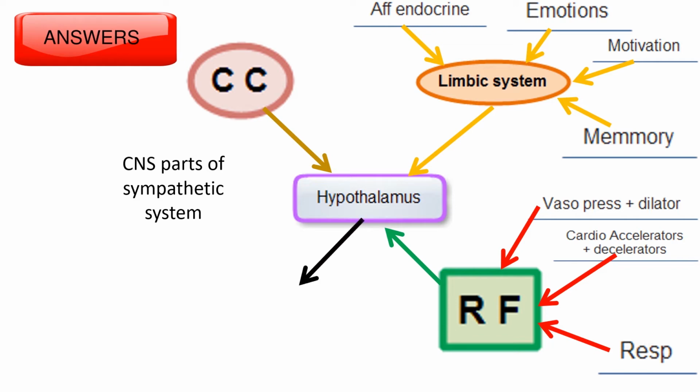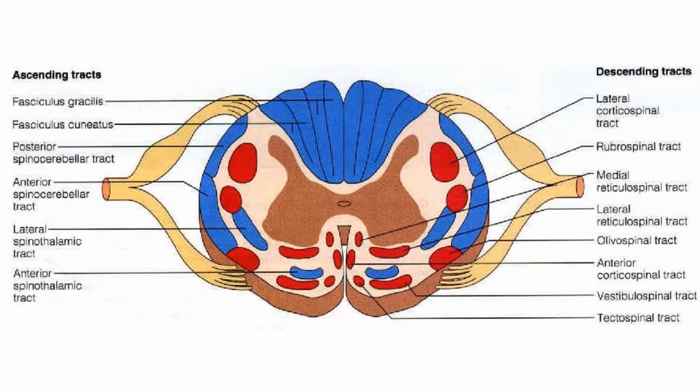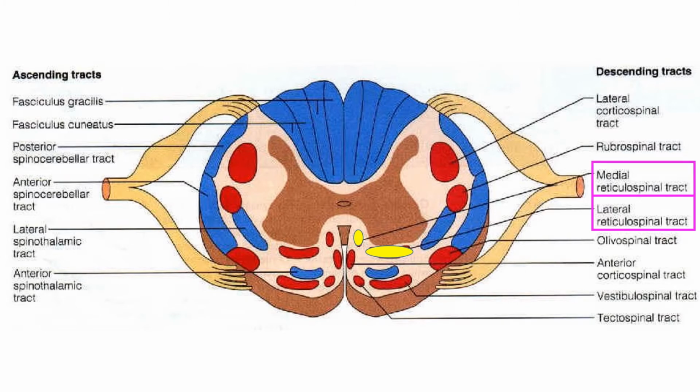What is the hypothalamus going to do? It is going to send a descending tract called the reticulospinal tract, which is going to the spinal cord. In the spinal cord, there are two reticulospinal tracts: the lateral reticulospinal tract and the medial reticulospinal tract. The next question is, where do these tracts end?